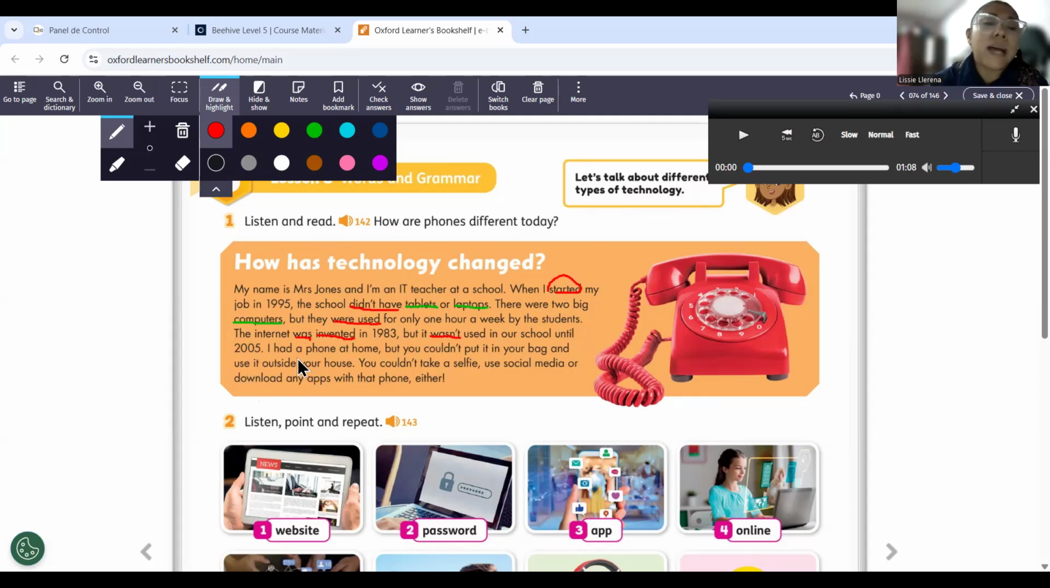Used in our school until 2005. I got a phone at home. I had is the past of the verb have, right? But you couldn't put it in your bag and use it outside your house. Couldn't is the past of the verb can't, right? I can, I can't. In the present, in the past, we use I could or I couldn't. You couldn't, once again, I already mentioned this one, take a selfie, use social media, or download any apps with that phone either. Okay, excellent, guys.